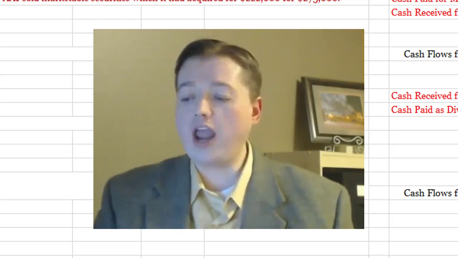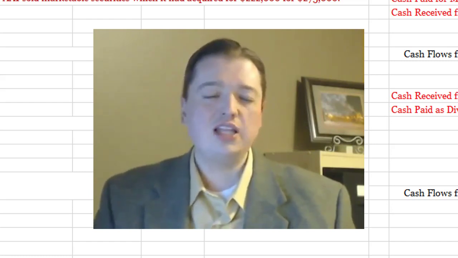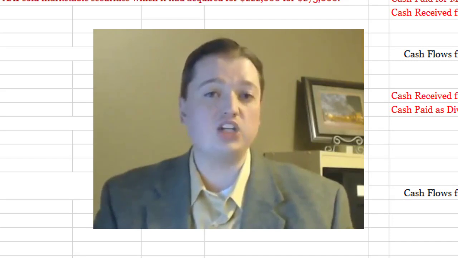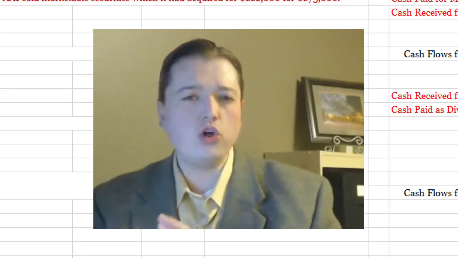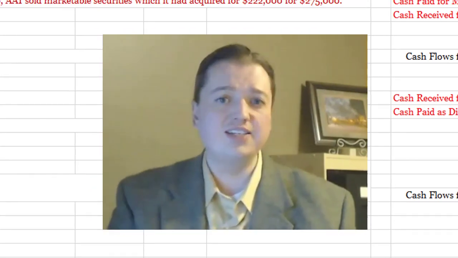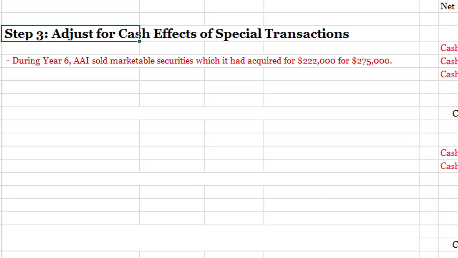So we're now on our 8th transaction of these special transactions. Last time we did a non-cash transaction, and then we did an operating section adjustment where we had to do the switch from accrual accounting and the number in net income to the actual cash effect. And now it's time to go on with some other transactions. And we're going to start with this one. During year 6, AAI sold marketable securities, which it had acquired for $222,000 for $275,000.